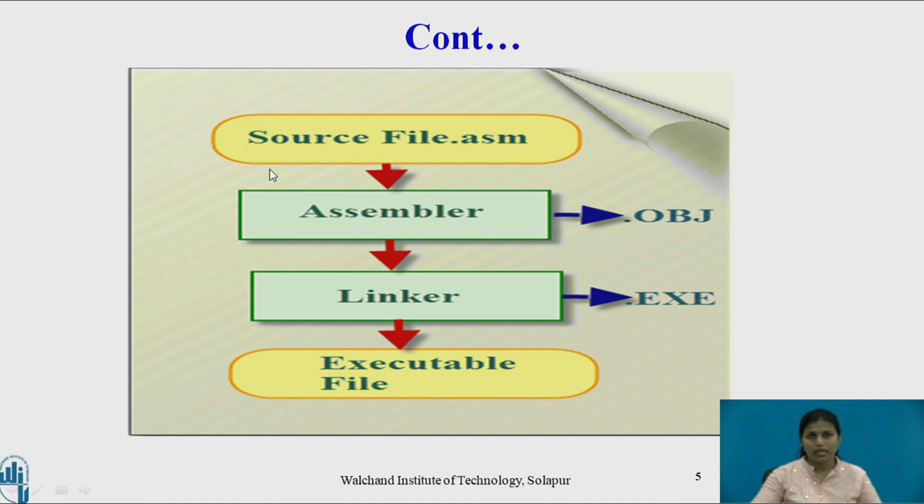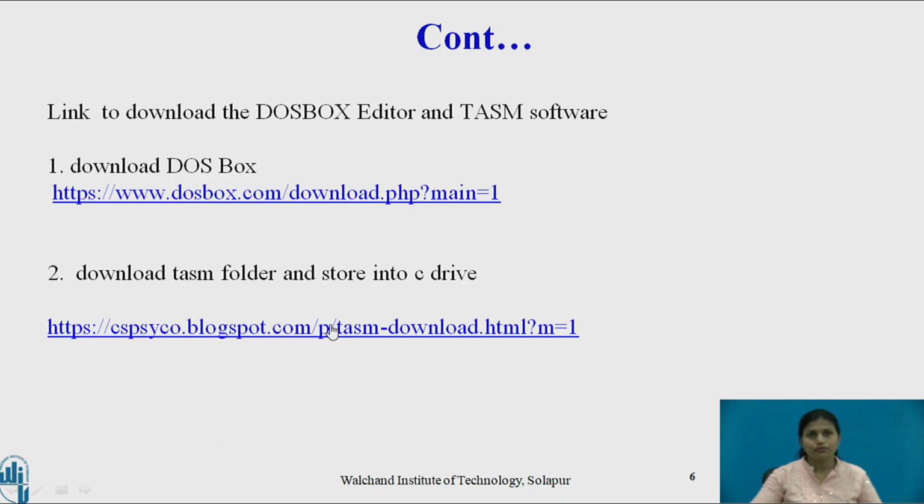As you can see in this particular image, the source file is saved with the extension .asm. After using the assembler, it will convert your file into .obj, and after using the linker it will convert the file into .exe, and finally you will get the executable output.